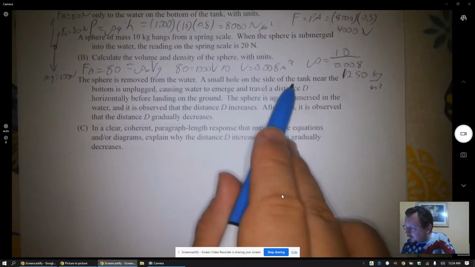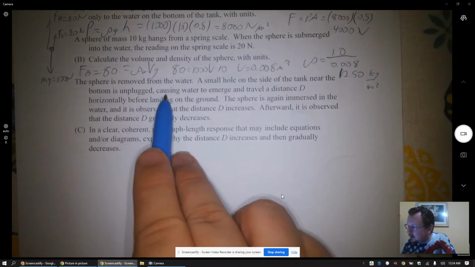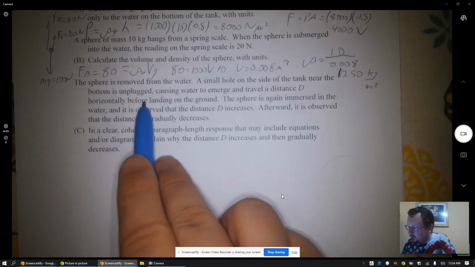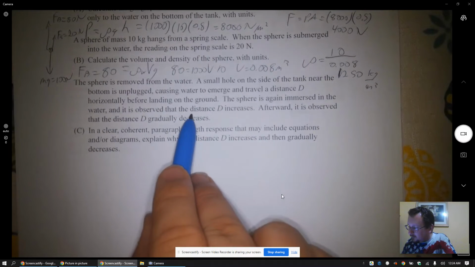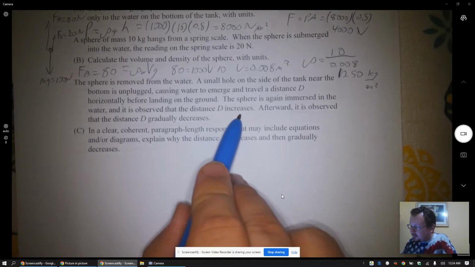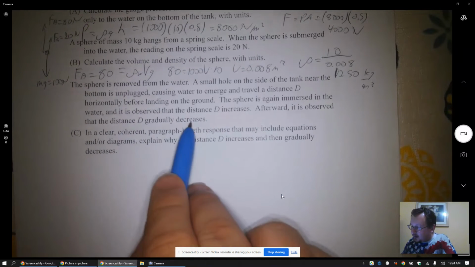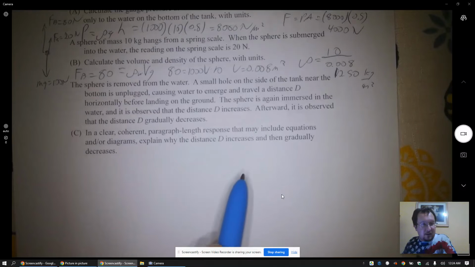A small hole on the side of the tank near the bottom is unplugged, causing water to emerge, travel distance d horizontally before landing on the ground. The sphere is again immersed in the water, and it's observed that the distance d increases. Afterwards, observe the distance d gradually decreases, and then explain why that is.